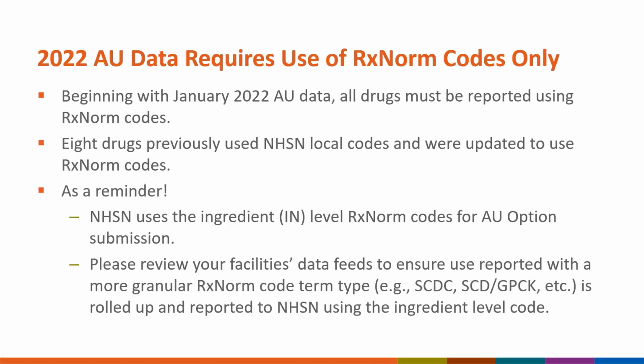Beginning with 2022, the AU option now requires drugs to use the RxNorm codes. There have been 8 drugs that were updated with the RxNorm codes. We ask that vendors review their facilities' data feeds to make sure the RxNorm codes are being rolled up and reported using the ingredient level code. Next slide, please.